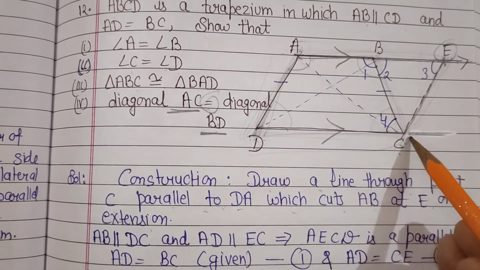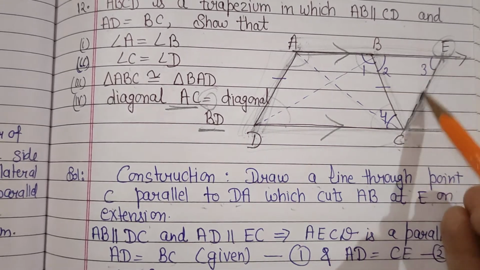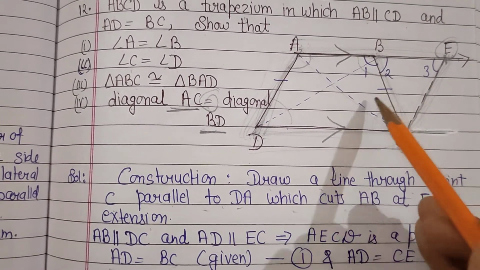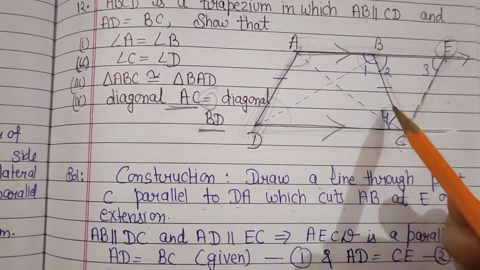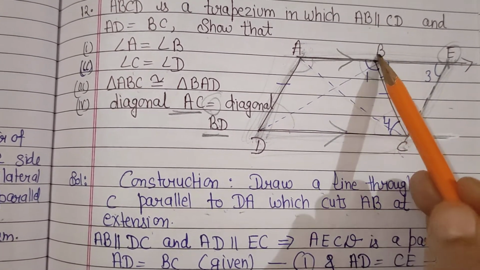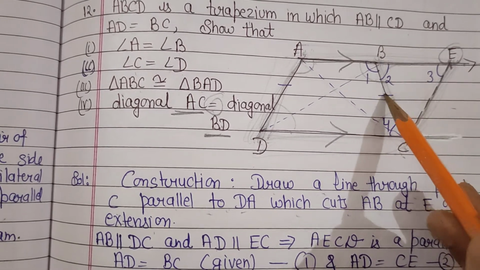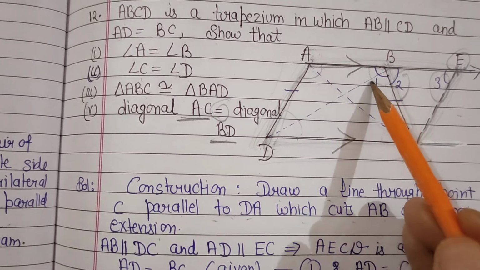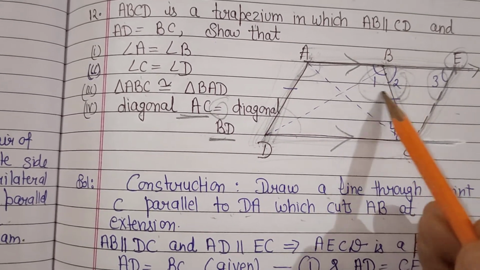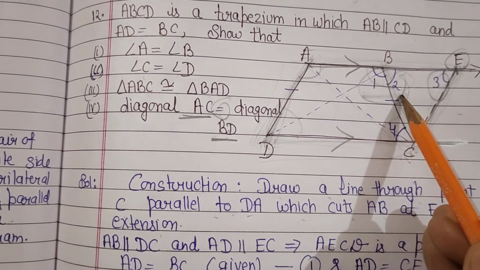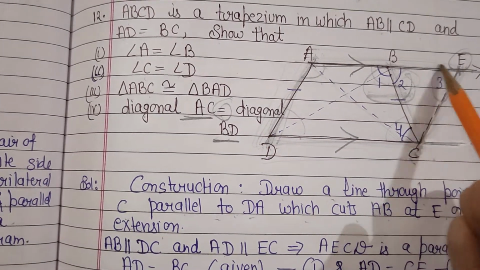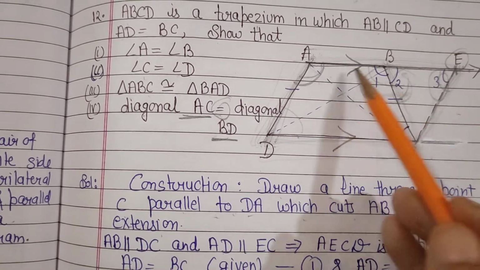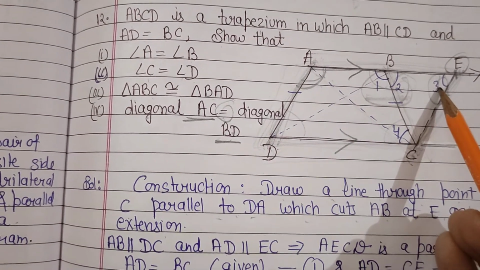AD was connected with EC, BC and EC are also connected. It means both are equal. So, we can say BCE is an isosceles triangle. So, angle 2 and angle 3 both are equal. Now, angle 1 plus angle 2, we can say it is 180 degree because of the linear pair. And this is a parallelogram, angle A and angle 3, both are co-interior angles, so their sum is 180 degree.